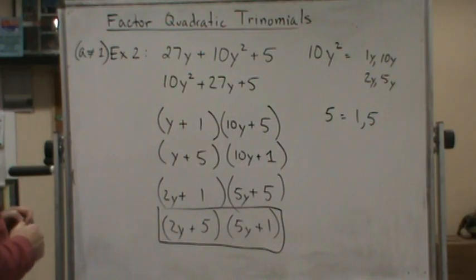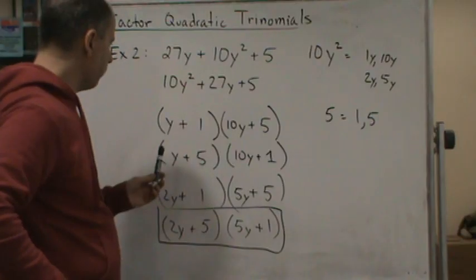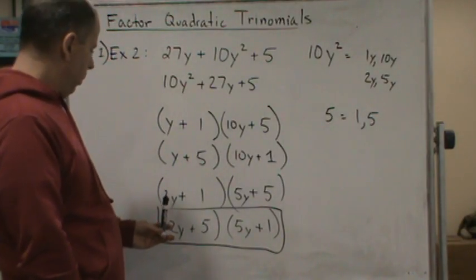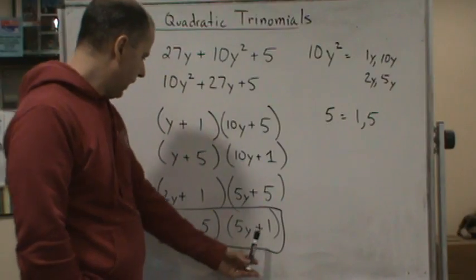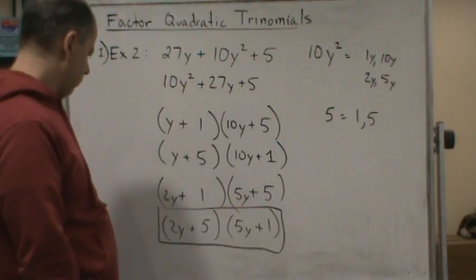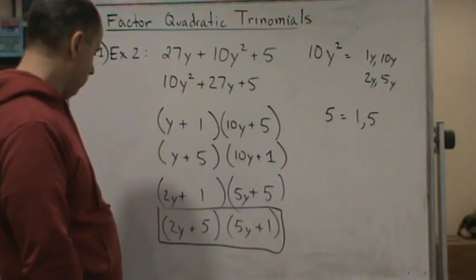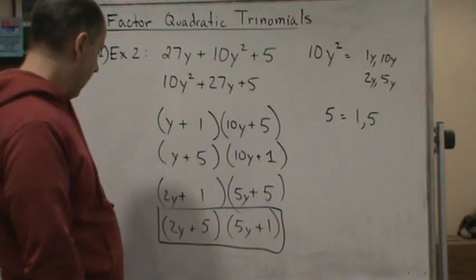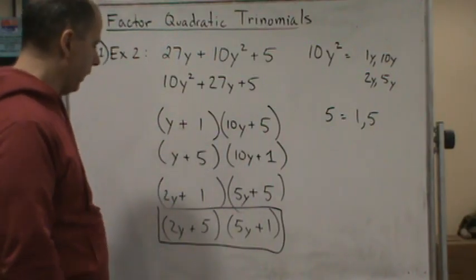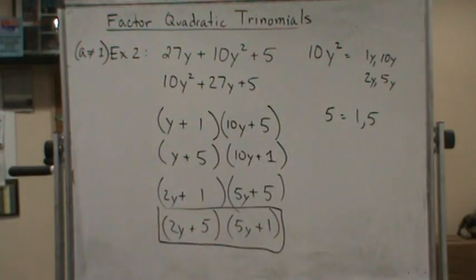Okay? Now, this one here is 5 and 1, and this is 2 and 5, and this one happened to work. So that is called the trial and error method. And again, that's just one method to use. It's not the best method. It can get pretty complicated, but that is a method that we could use. All right? And we'll learn more.